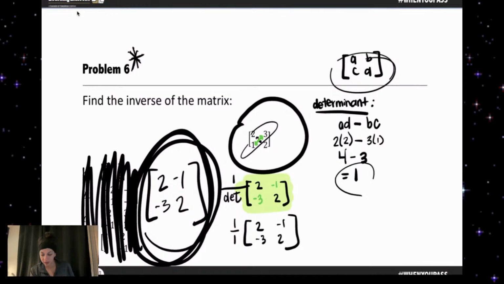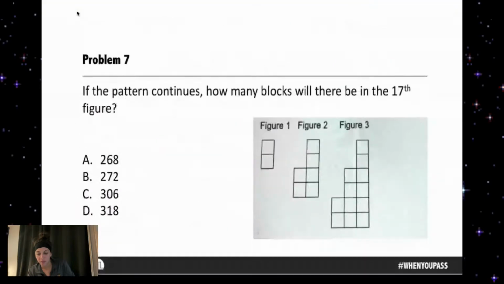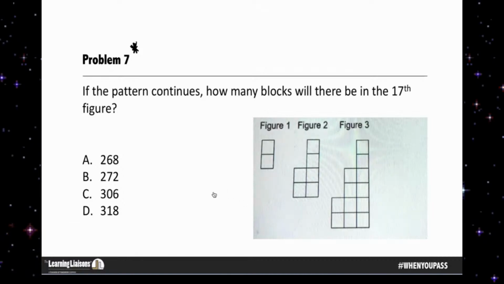All right, I think we have time for one more problem. This was actually a problem that was asked for on our Facebook page, so it's another request. If the pattern continues, how many blocks will there be in the 17th figure?